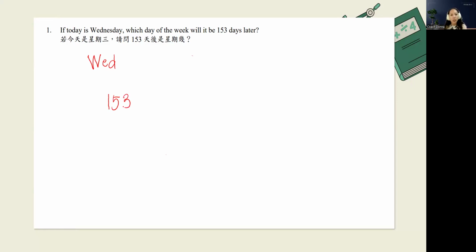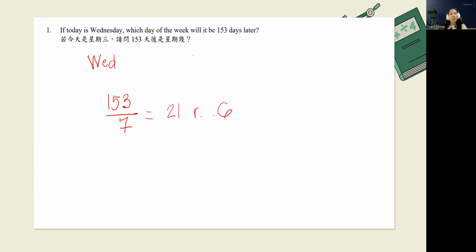Let's divide 153 divided by 7, because there are 7 days in a week. So 153 divided by 7, you'll find that there's 21, but a remainder of 6. 21 times 7 is 147. That means we still have 6 days remaining.